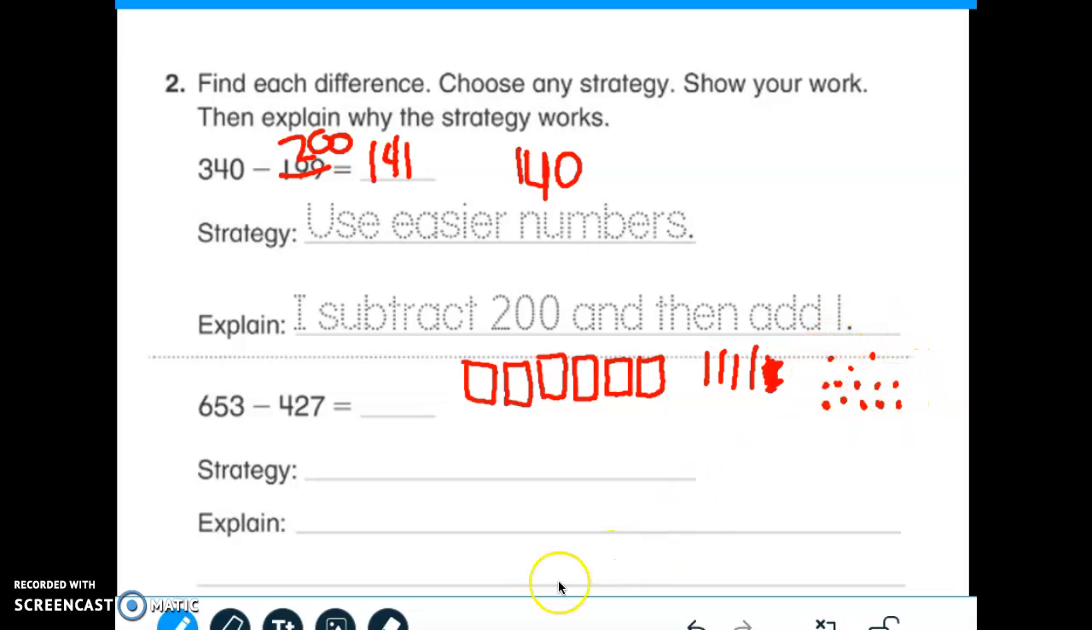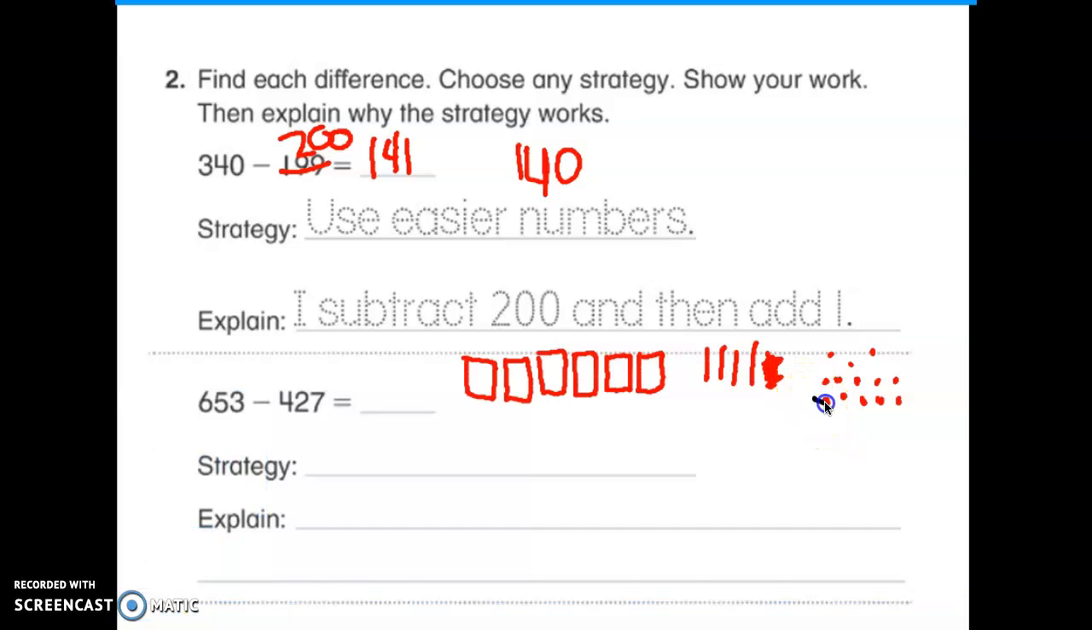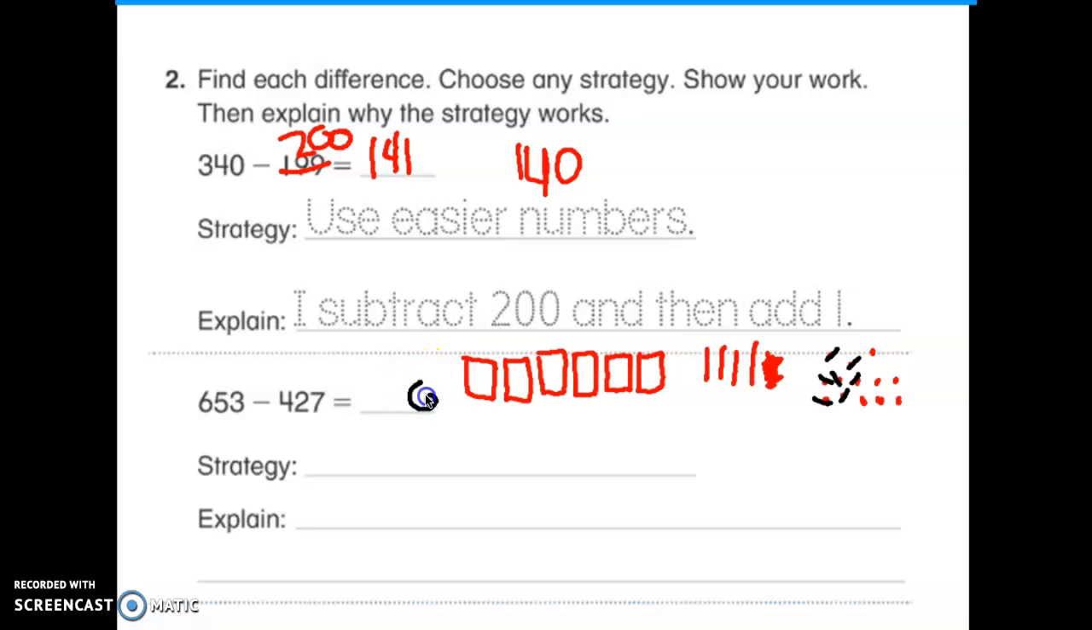Now I can finally subtract 7, and I'm going to change my color so that way you can see that a little bit better. So now I need to take 7 away. So 1, 2, 3, 4, 5, 6, and 7. Now let's see how many I have left. 1, 2, 3, 4, 5, 6. So I'm going to put a 6 right here.